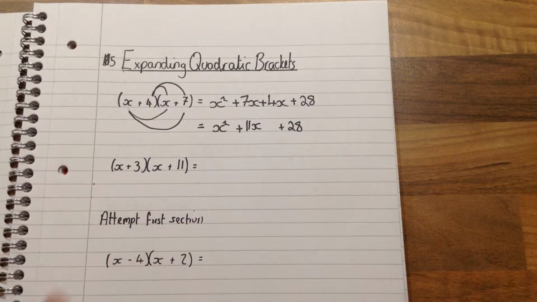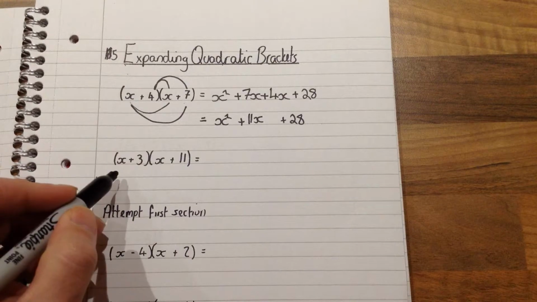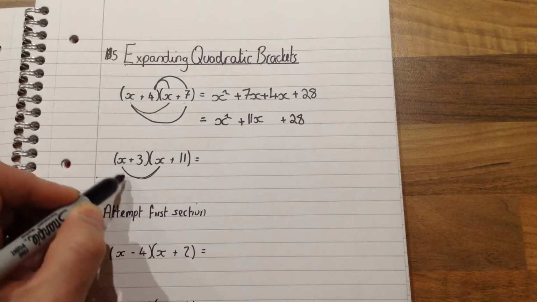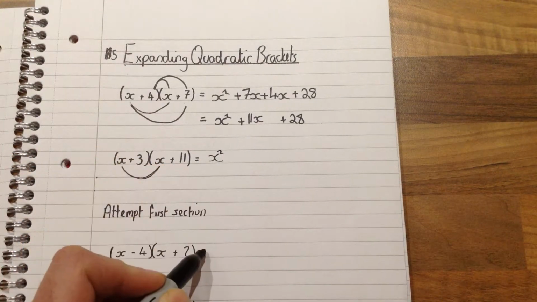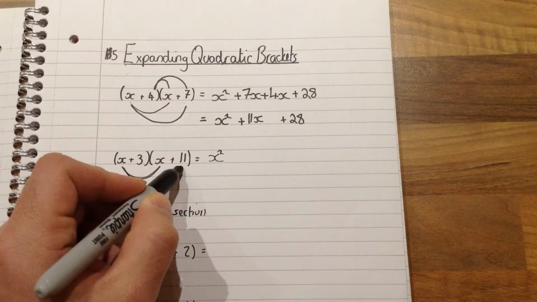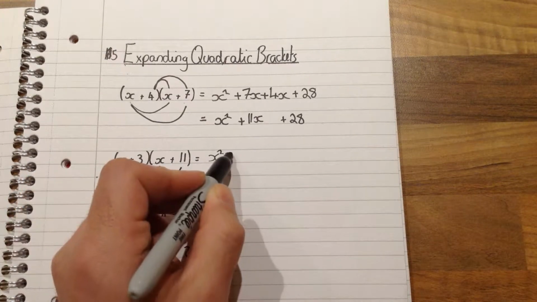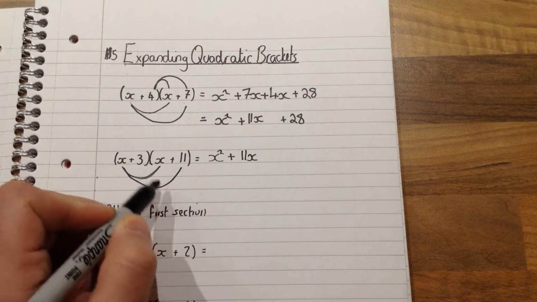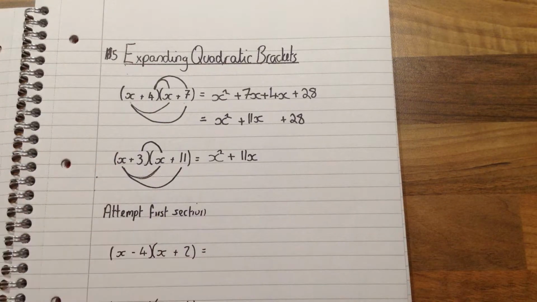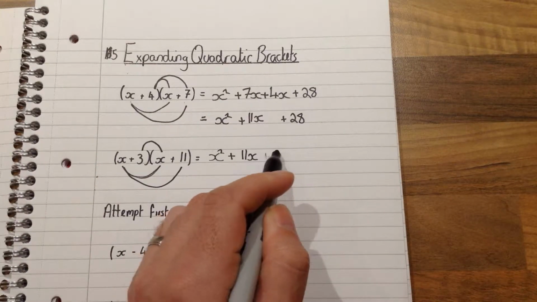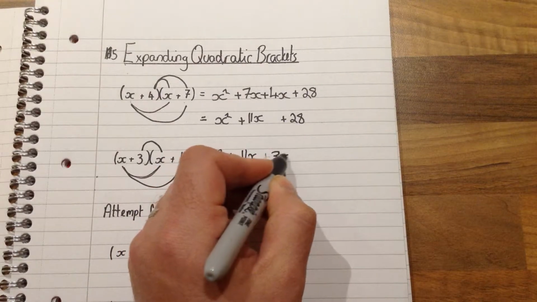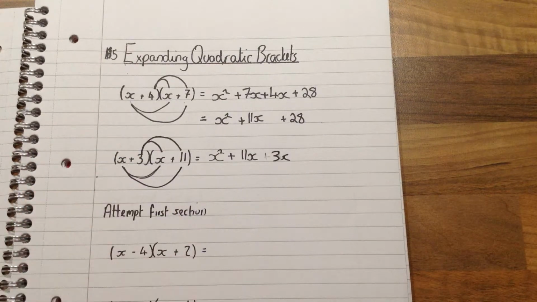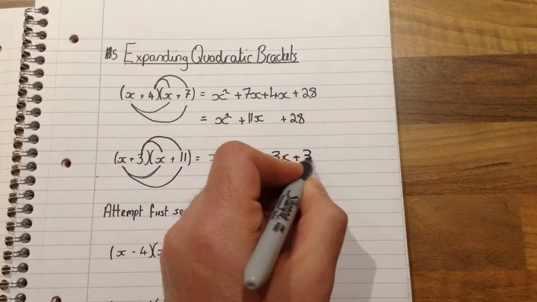Our second example is very similar. So we would have to do the exact same method, x times x, which gives us x squared, and then x times 11, which would give us plus 11x. We then do 3 multiplied by both bits, so 3 times x would give us plus 3x, and then 3 times 11, because again both numbers are positive, would give us plus 33.